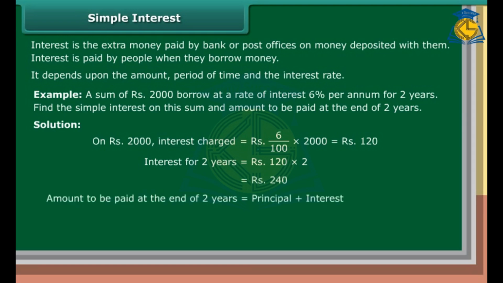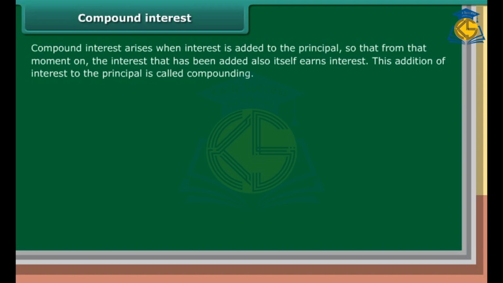Amount to be paid at the end of 2 years is equal to principal plus interest, which is equal to rupees 2000 plus 240 is equal to rupees 2240. Compound interest. Compound interest arises when interest is added to the principal so that from that moment on, the interest that has been added also itself earns interest. This addition of interest to the principal is called compounding.